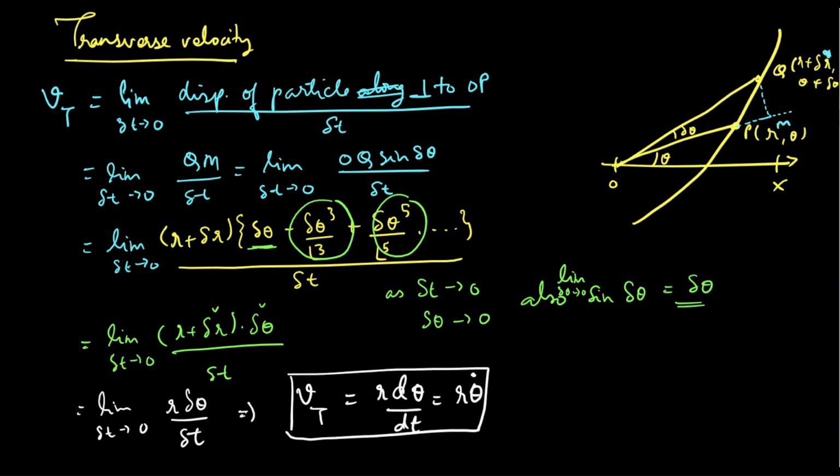So we conclude here that the expression for transverse velocity is r d theta over dt, and radial velocity is r dot or dr over dt.